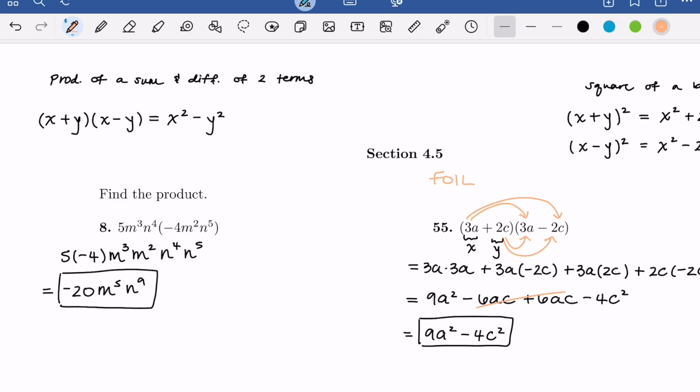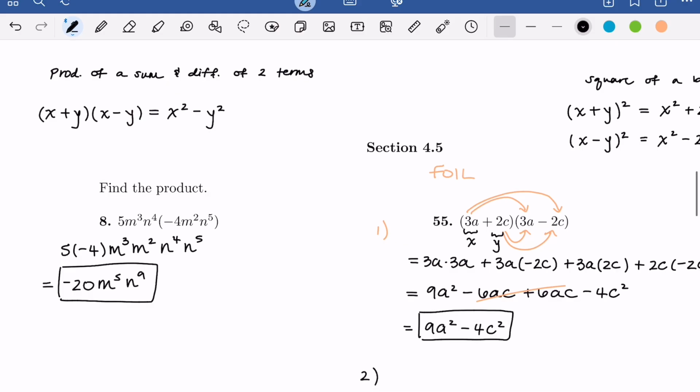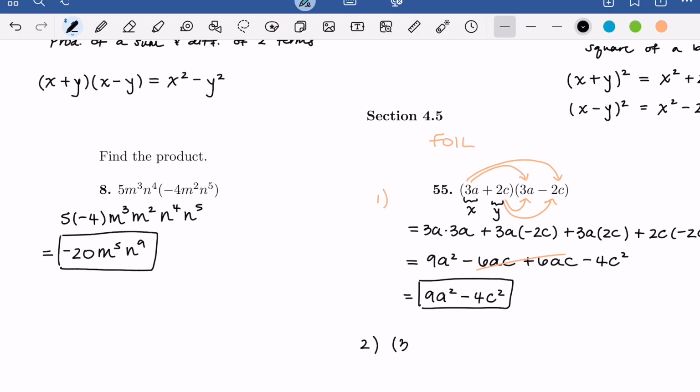So our first method was the FOIL, and our second method is going to be using this equation. So let's go ahead and write this out. 3a plus 2c times 3a minus 2c. What we're going to do is take the square of this first term. So this is going to be 3a squared, and we're going to subtract out the square of our second term. So this will be 2c squared.